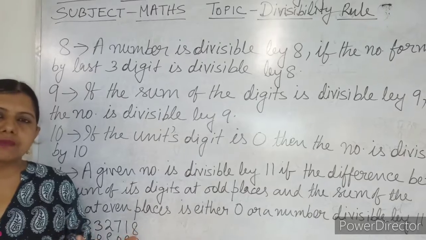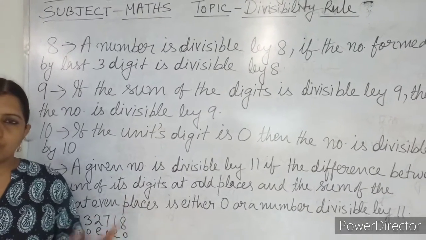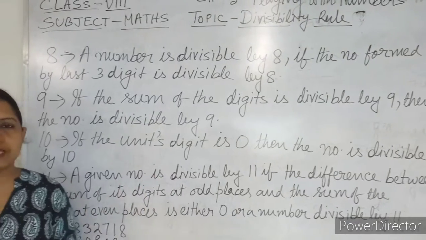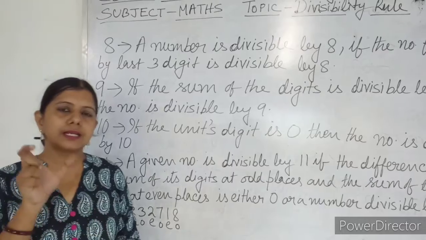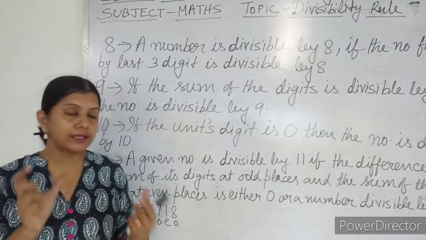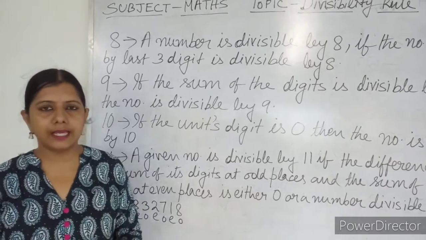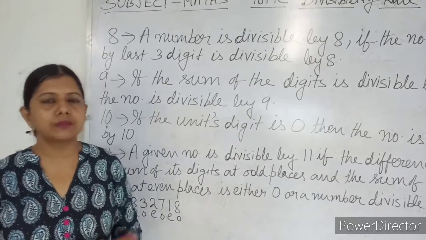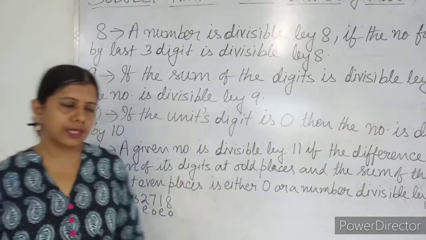It is very simple but not very good for a smaller number. For a bigger number it is a good rule. That is, the number formed by the last 3 digits, you have to divide it by 8. If the remainder is 0, that means the whole number is divisible by 8. You can do it by yourself.